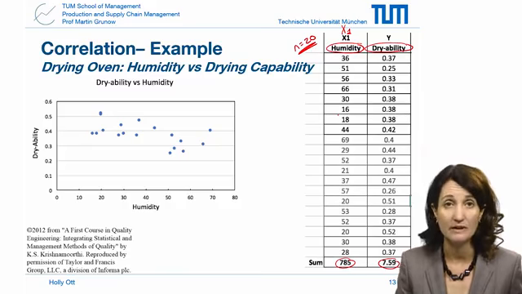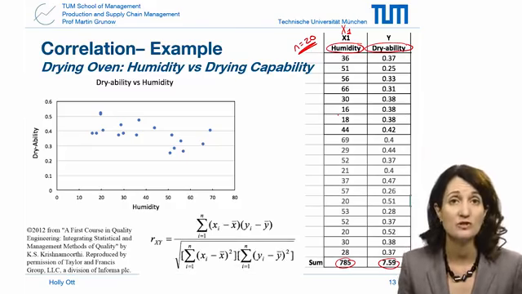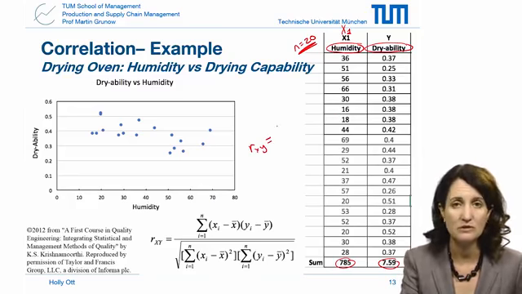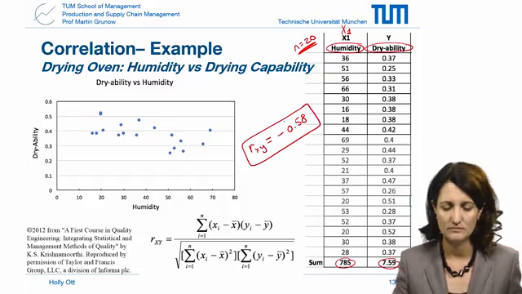You have to now evaluate this data. So again, you can look at all the values. You've got your equation that you can use. And in this case, rxy is equal to negative 0.58.